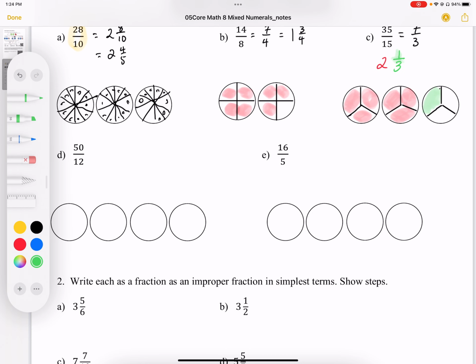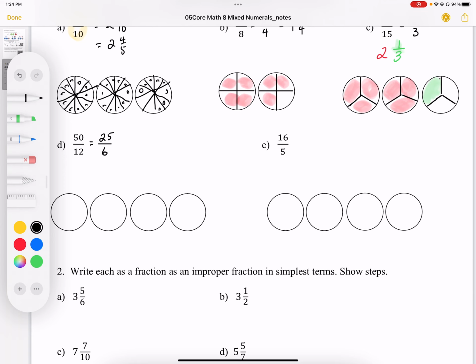For D, we should simplify again. This has a common factor of 2, so we're going to divide by 2 on top, divide by 2 on bottom. So when we have 6, how many times does 6 go into 25? Well, we have 4, so I'm going to do my 1/6 pieces, and I can show that I can fit 24 1/6 pieces. So there's 18. I've got 24 here, and then I'm going to have my 1 extra piece left over as well.